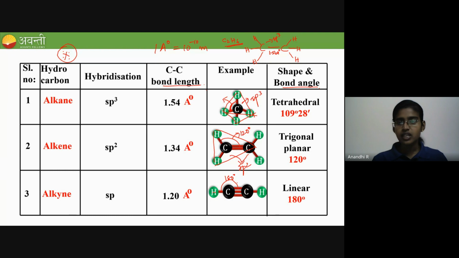Do you have any doubt here in this tabular column? Shall I move on to the next slide? Do any of you have any doubt here? Okay, Valli and Smriti, I'll move on to the next one.